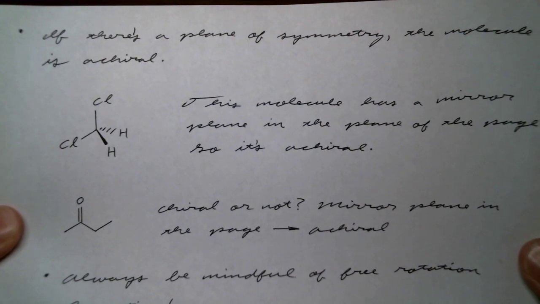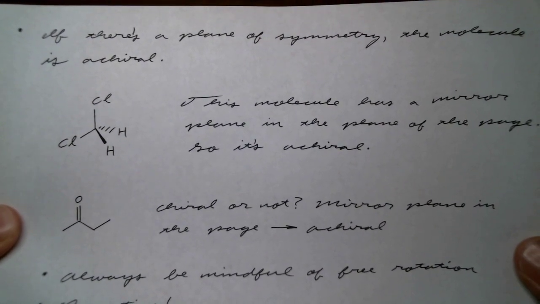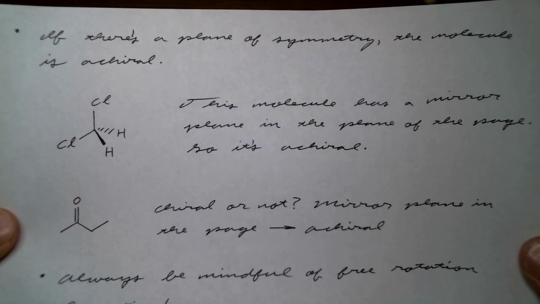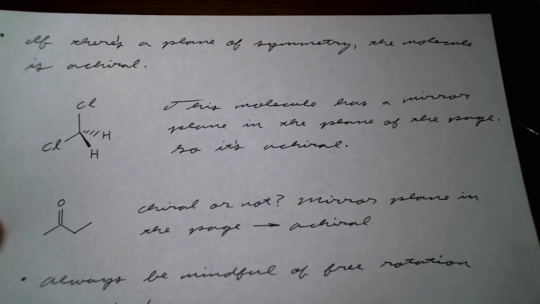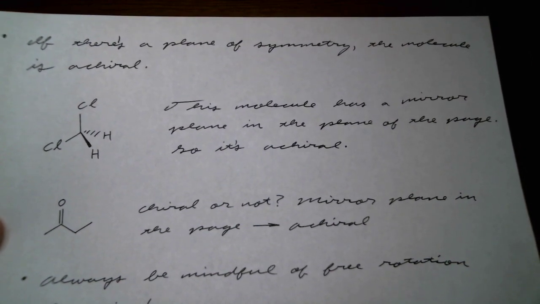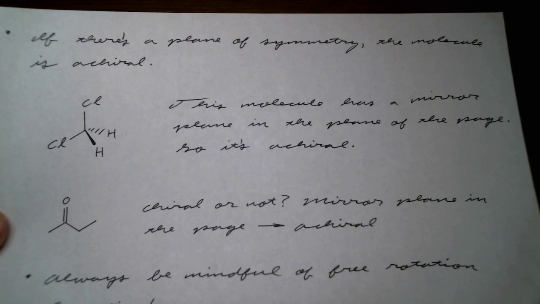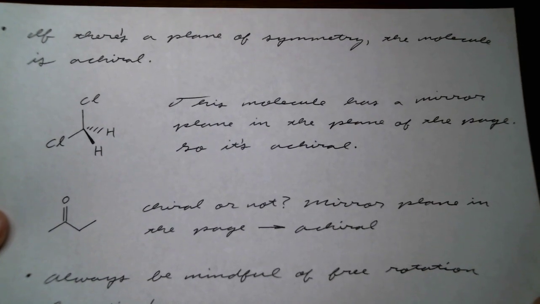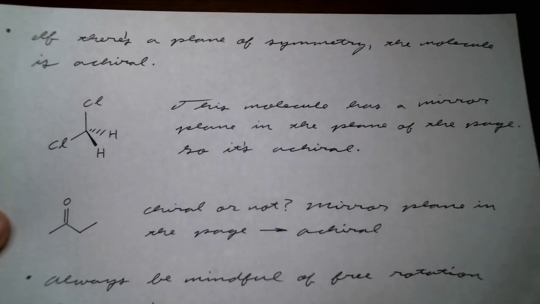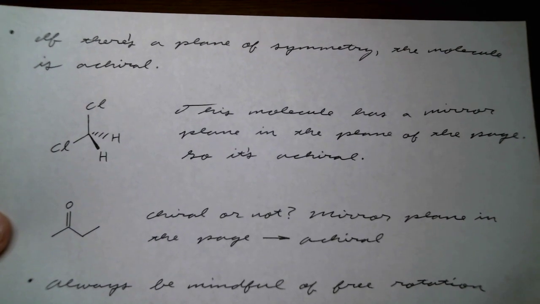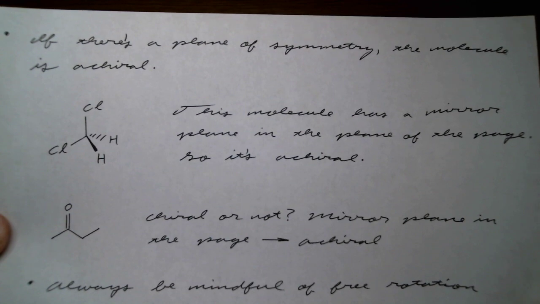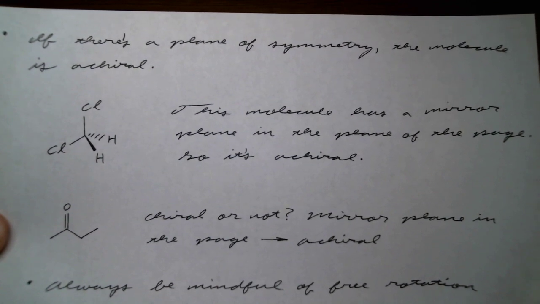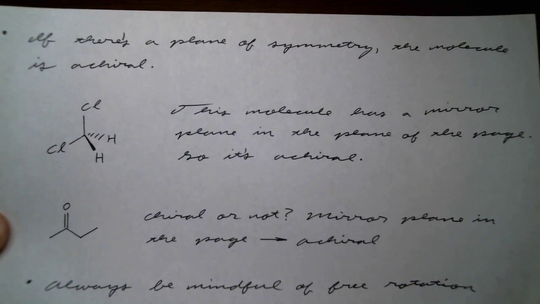So, if there's a plane of symmetry, the molecule is achiral, like we discussed. How about dichloromethane? There's a lovely molecule, right? Accused of being carcinogenic. I probably would not like to breathe a lot of it for fear of liver damage and oxidizing it up to phosgene. Not a good thing. So this molecule has a mirror plane in the plane of the page. So it's achiral. And you only need to find one.